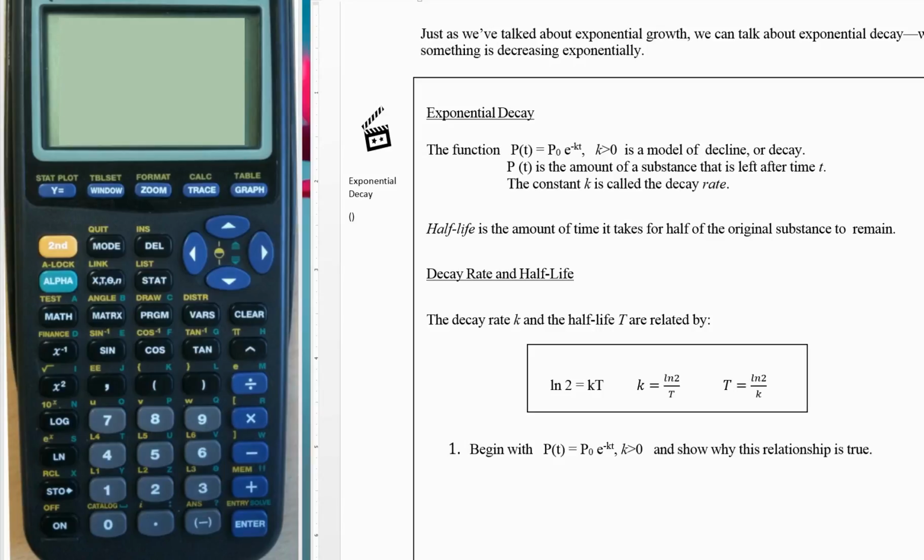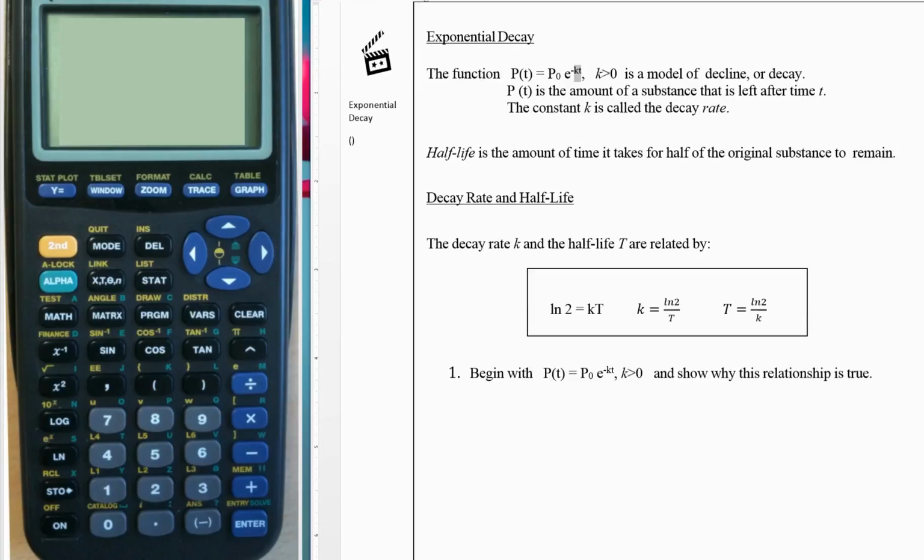So here the function P of t equals P0 e to the negative kt, where k is still positive. But here you'll notice we have a negative value there instead of a positive, as our decay. And k is called the decay rate. And instead of talking about doubling time like we did for populations that were growing, we can talk about half-life. How long does it take for half of it to decay away?